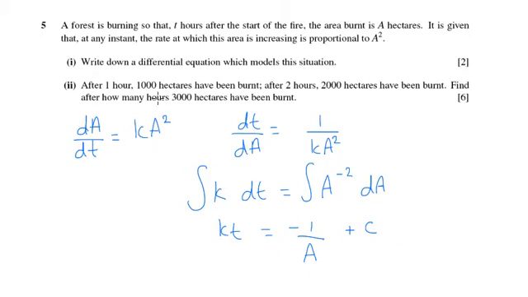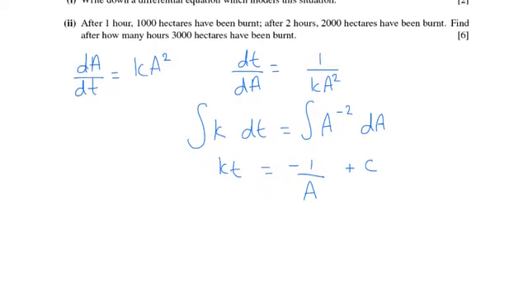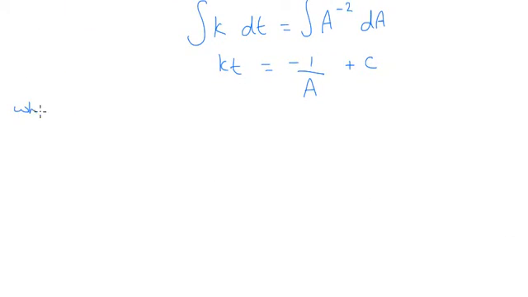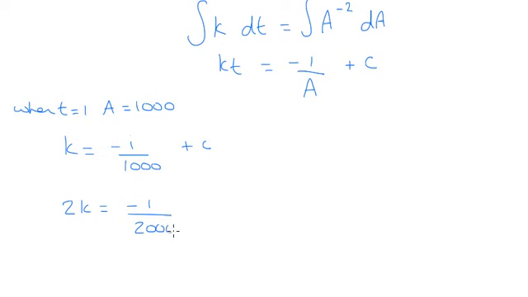In order to find out eventually the time it takes for 3,000 hectares to be burnt, we're going to need to work out K and C, and we're going to use the 2 pieces of information they've given us to help us do that. So we know that when T is 1, A is 1,000. So we can write down that K equals minus 1 over 1,000 plus C. And also when T is 2, we're going to get 2K equals minus 1 over 2,000 plus C.